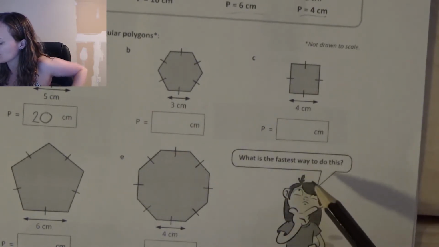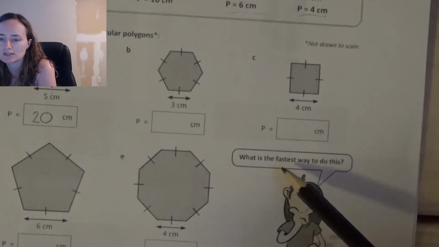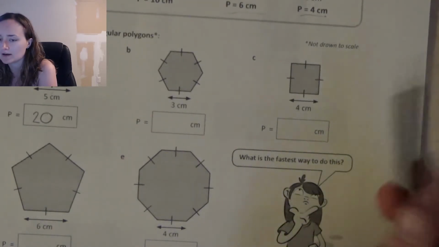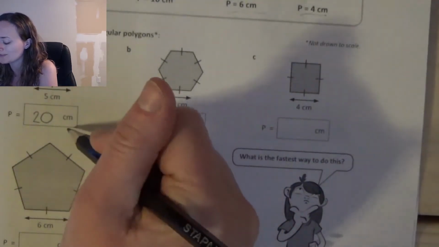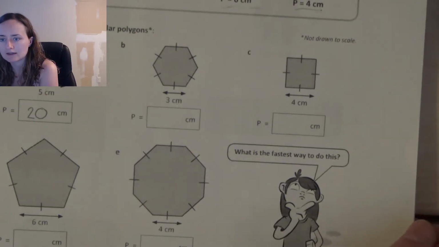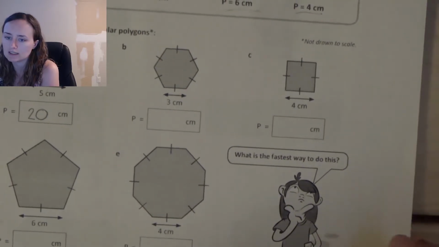Now, if they are all the same, think about what the fastest way to do this is, right? Maybe there's a way, this could be that multiplication way I talked about, that I know that 5 times 4 is 20, okay? So you could do it that way as well when they're all the same length. If they are different lengths, then you're gonna need to add them together.